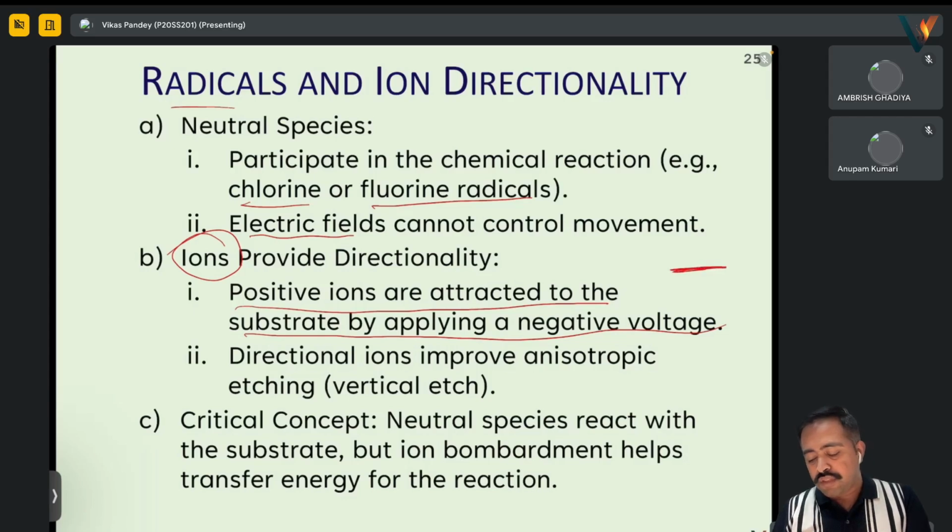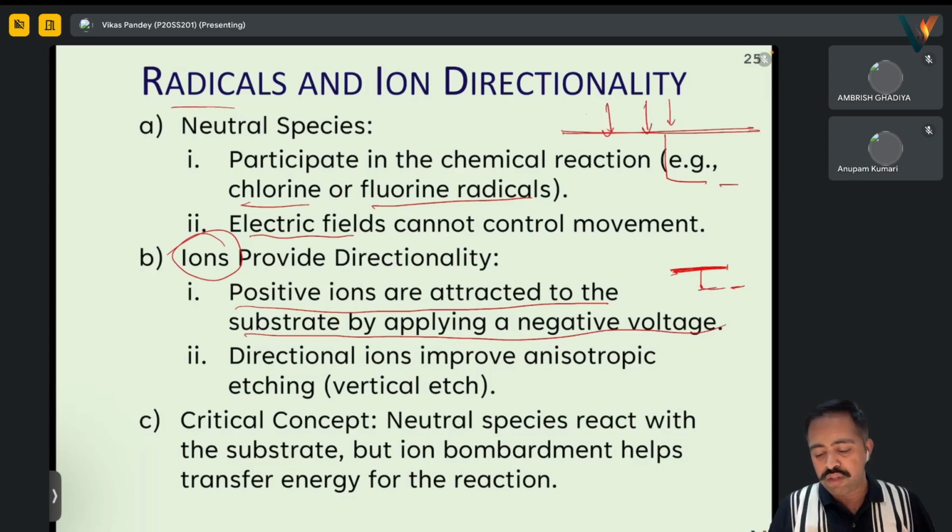So if we want them to be attracted, we just apply a negative voltage to the wafer or the substrate that we want to be etched. This directionality improves anisotropic etching, because the ions will not move in all directions. If we apply a negative bias to this, the ions will move straight towards it. There will be no isotropy, it will be unidirectional, so etching will happen in this dimension, not in the vertical dimension, not in the horizontal direction.